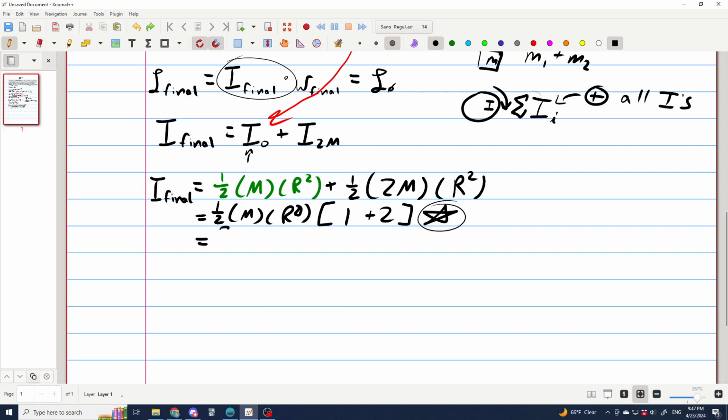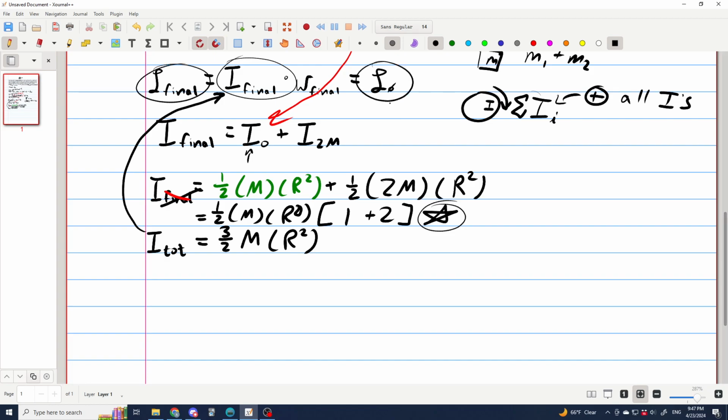All right, so now we've got 3/2 m r squared. Okay, and this is our total. We're going to rename this to total. Final takes too long to write, so don't worry about that. This is now called our total rotational inertia. And remember, once we find the rotational inertia, I can plug that into here, find the final momentum, and the final momentum has to be equal to the initial momentum, unless we have heat loss, unless we have some other loss, some energy that's leaving the system.